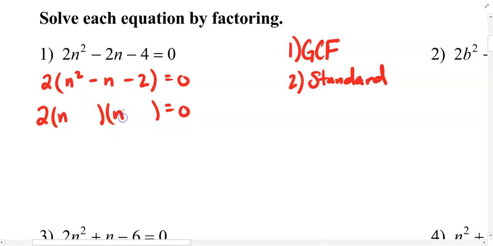Since it is a standard trinomial, I'm looking for 2 numbers that multiply to equal -2 and add or subtract to equal -1. So it looks to me like -2 and +1 would be good for our factors. Now keep in mind that these are factors and not solutions yet, and to obtain the solutions, we set each of these factors equal to 0.